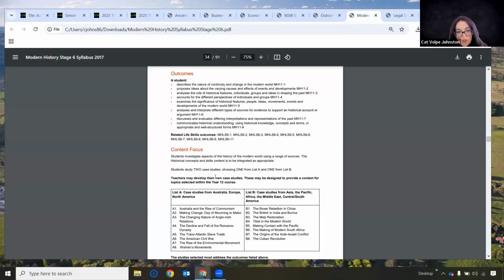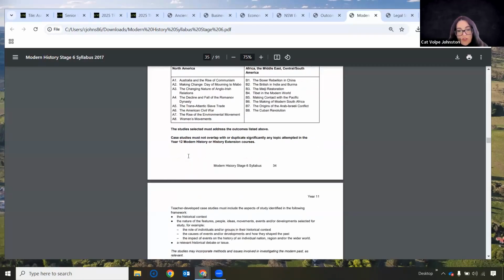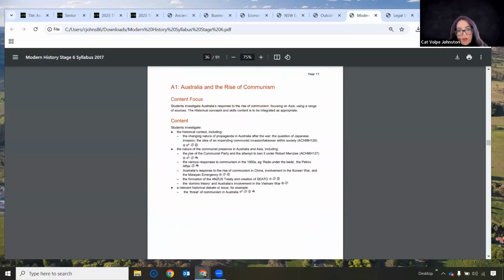You could focus on the content. So for example, Australia and the rise of communism, and look at the nature of the communist presence in Australia and Asia. So you could focus on Australia and then maybe Asia in that second topic if you wanted to.